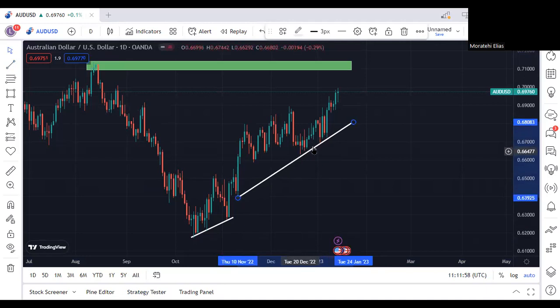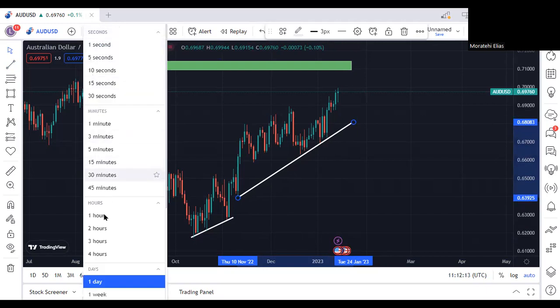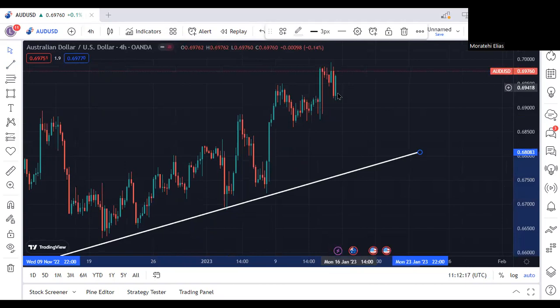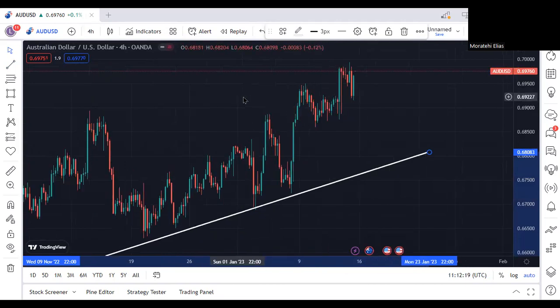First time, second time, third time, the market is still pushing up. And if you pay attention to what happened here, we have a broken support here. Okay, not even support, we have a broken resistance. Let's go to H4. Look at this.